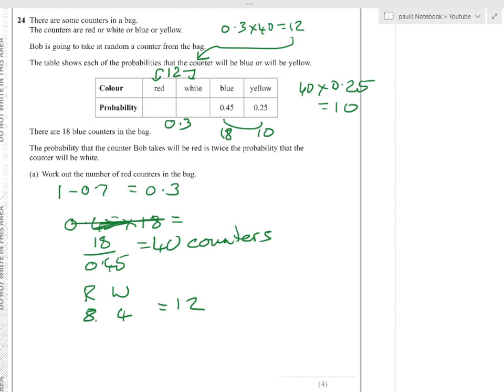Work out the number of red. 8 red. Good.